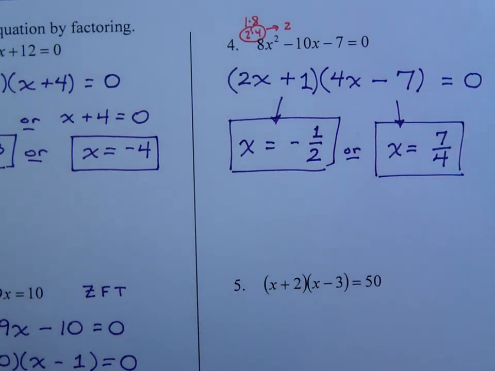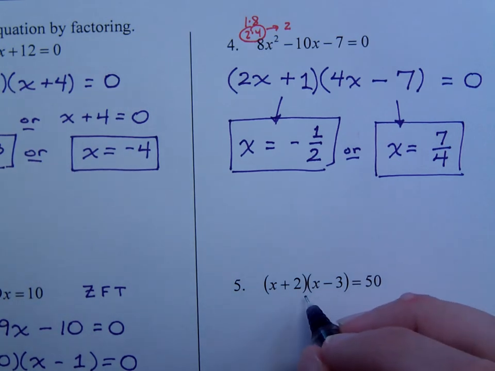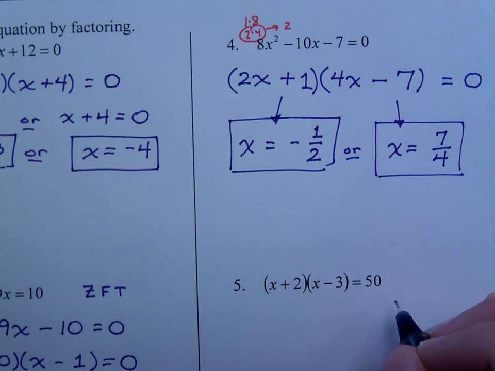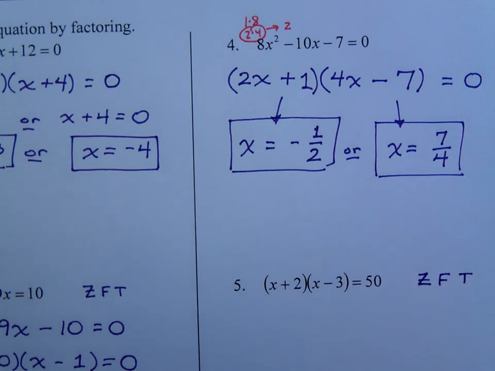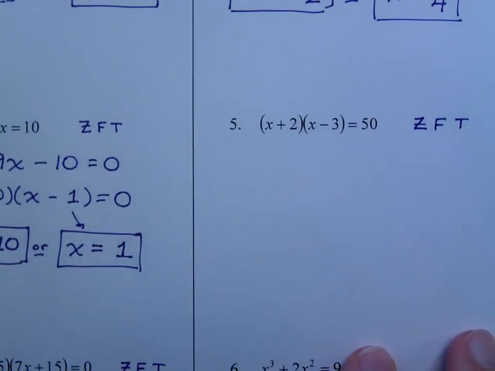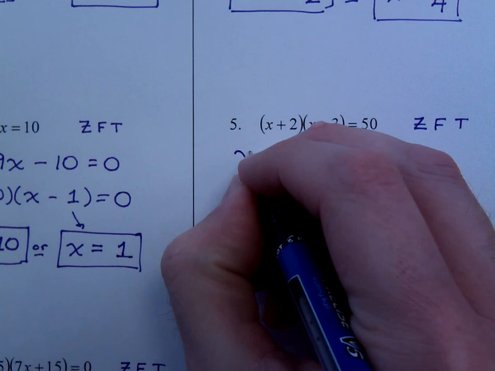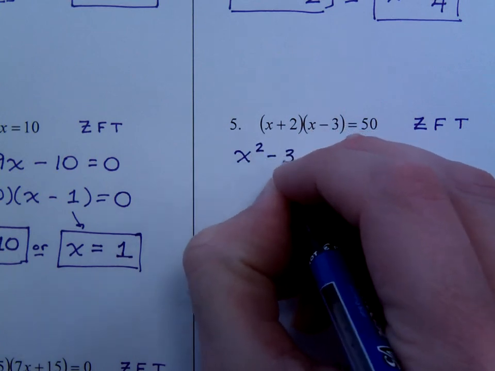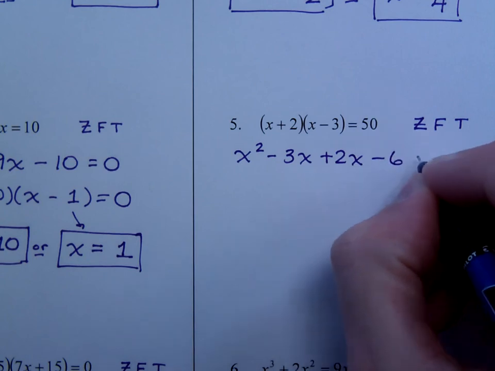Now look at number 5. Number 5 can be kind of tricky if we're not paying attention. See, a lot of students will see this guy as being factored, but it doesn't equal 0, so it doesn't count. You have to have it equal to 0 first, then you factor, then you use the theorem. So the easy way to do that here in number 5 is to FOIL, multiply this out. When you do that, you get x squared minus 3x plus 2x minus 6 is equal to 50.